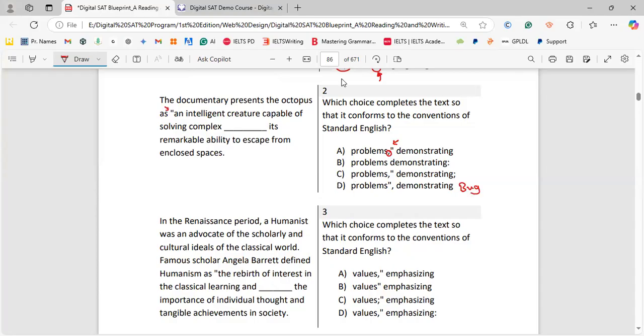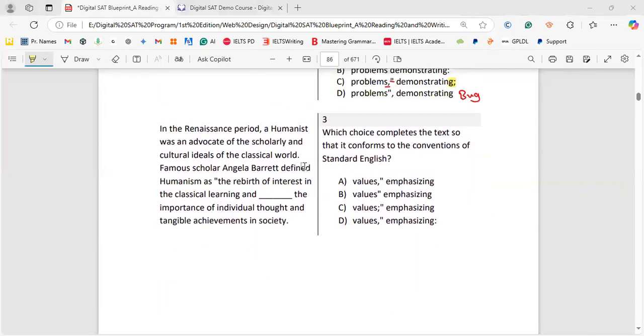But why is C wrong? Who can tell us why C is wrong? However, we have a comma here and a semicolon here or quotation mark here. C is wrong because the semicolon creates a fragment, and the other part, like its remarkable ability to escape from enclosed space, has no verb if I give the semicolon there. Exactly. There's no need for this semicolon. Very good. Semicolon is used only between two independent clauses. Exactly. Thank you. Now, number three.